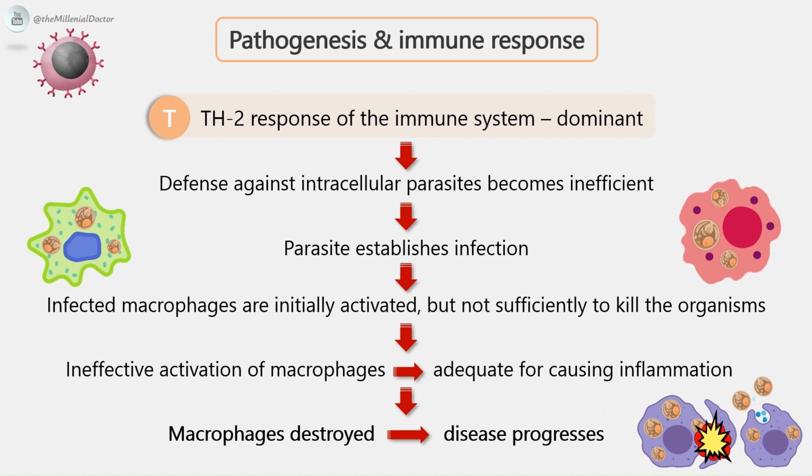Leishmania infection and multiplication of the parasite is under the control of the host immune system. When the Th2 response, that is the helper cells type 2 of the immune system, is dominant in a susceptible individual, the defense against intracellular parasites becomes inefficient. As a result, the intracellular parasite establishes infection. The infected macrophages are initially activated but not sufficiently to kill the intracellular organisms. However, the ineffective activation of macrophages is adequate for causing inflammation. Eventually, the macrophages are destroyed, thus the disease progresses in a susceptible individual.